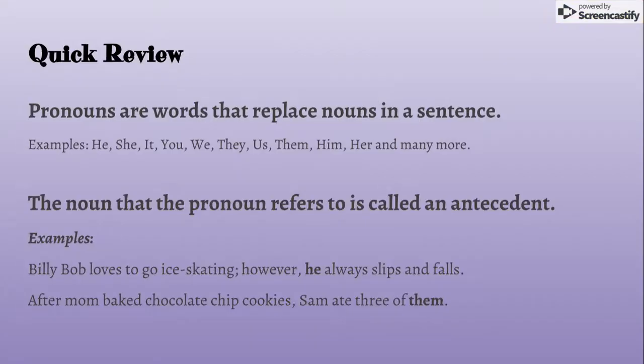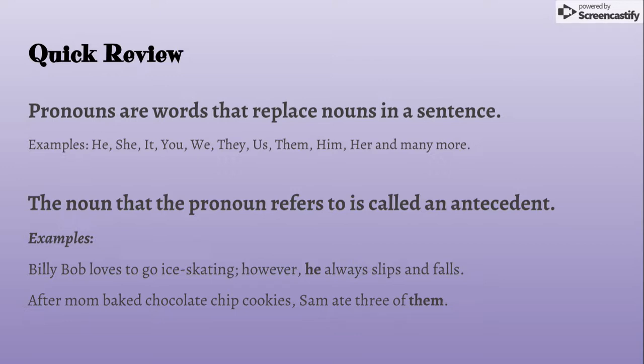So, quick review. You might not remember what pronouns are. Really quickly, pronouns are words that replace nouns in a sentence. You've got some examples there. Basically, anytime I use a pronoun, I'm replacing a noun. For example, if I said, Bobby loves ice cream, it's his favorite food, his is a pronoun because it's replacing Bobby. I could say Bobby loves ice cream, it's Bobby's favorite food, but that would get annoying really fast.